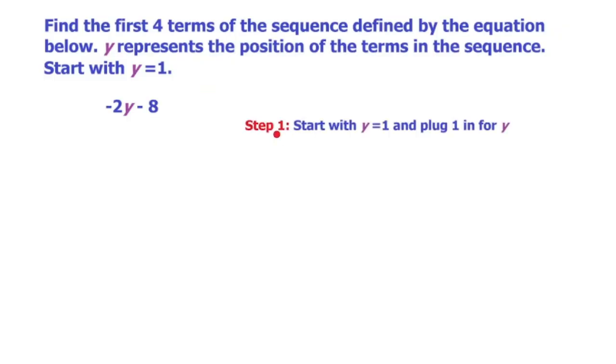So step 1, start with y equals 1 and plug 1 in for y. So it looks like this. When y equals 1, we put a 1 in here for y, and then we just multiply it out. Multiply and do the arithmetic, okay? So negative 2 times 1 gives us negative 2, and then minus 8 gives us negative 10.